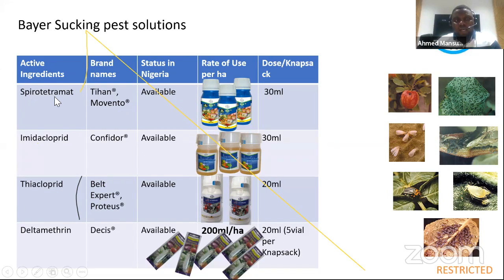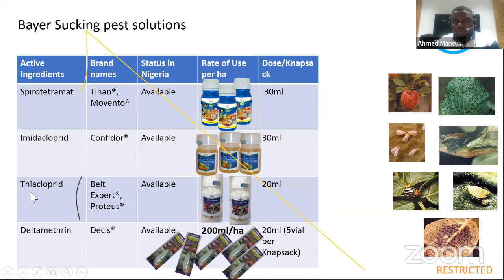Because of the active ingredient in it, it is a very suitable candidate to control any kind of sucking pest, be it spider mite, thrips, aphids, whitefly. Then the second product we would like to propose is imidacloprid. We have it in our brand as Confidor, also registered and available in Nigeria. The rate of use to treat one hectare is 300 mils. So in knapsack, you need 30 mils per knapsack.